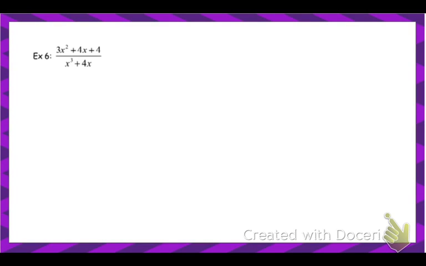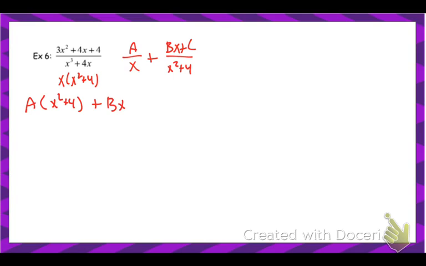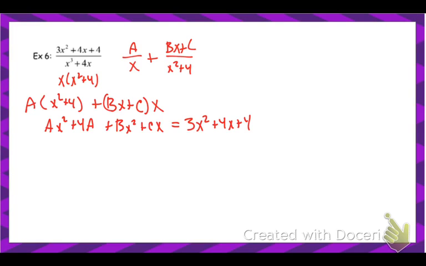So again, start by factoring the bottom. We'll take out the x. So I have my two denominators, and the second denominator is quadratic, so we're going to call that bx plus c. So I'll multiply a by x squared plus 4, and I'll multiply bx plus c times x. So I get ax squared plus 4a plus bx squared plus cx. That needs to equal 3x squared plus 4x plus 4.